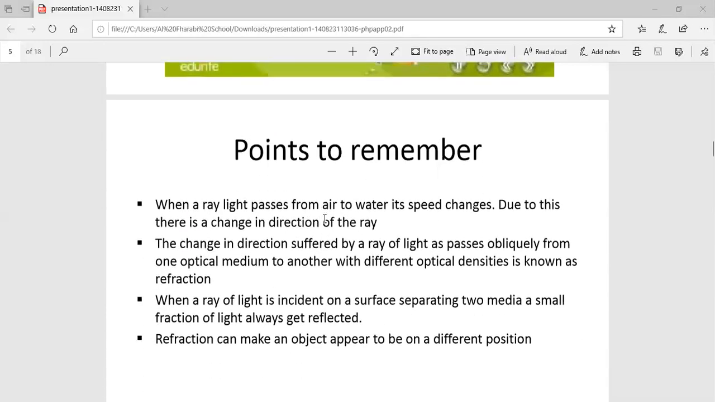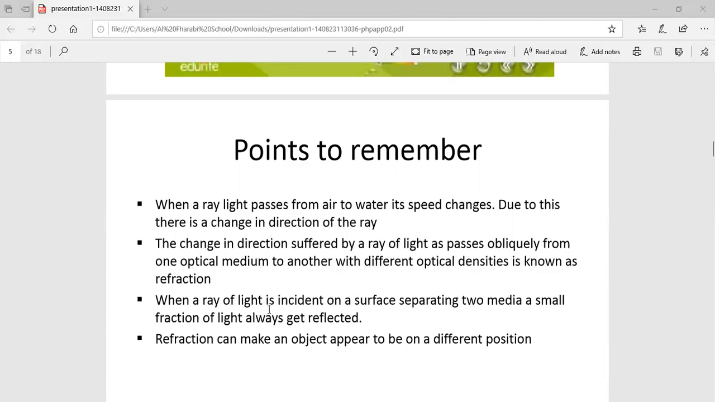Now, points to remember. When a ray of light passes from air to water, its speed changes. Due to this, there is a change in direction of the ray. That change in direction suffered by a ray of light as it passes obliquely from one optical medium to another with different optical densities is known as refraction. So a ray of light changes its speed while it's entering different mediums. So when it changes its speed, it refracts.